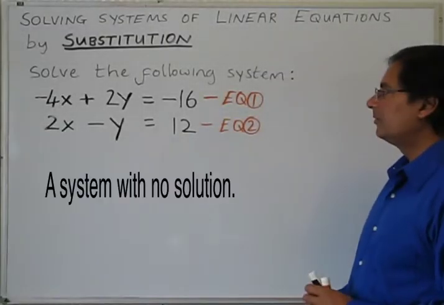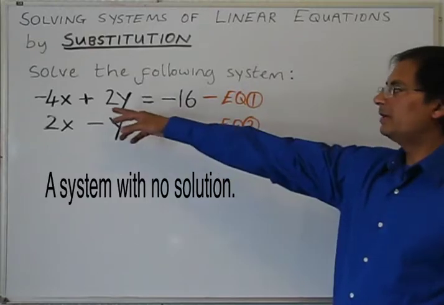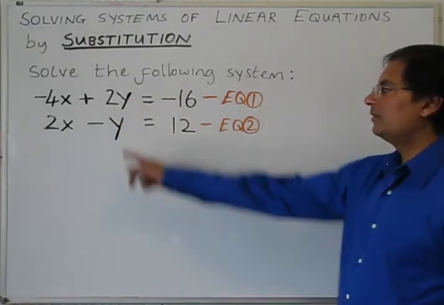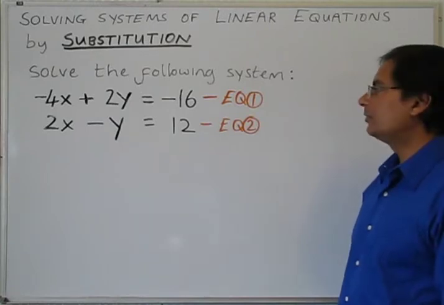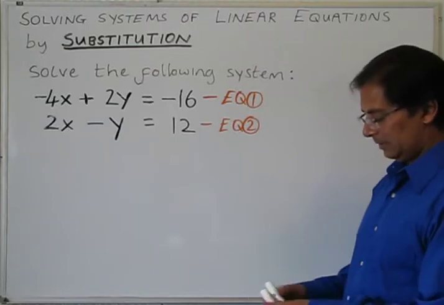Here's another system we're going to solve using substitution. The first equation is negative 4x plus 2y equals negative 16. And the second equation is 2x minus y equals 12. So we want to solve this and find the solution if there is one.